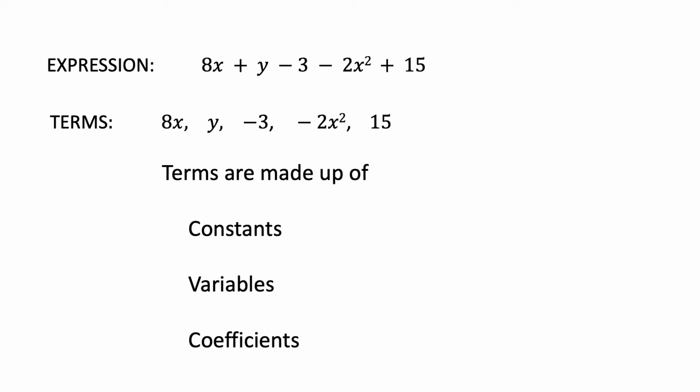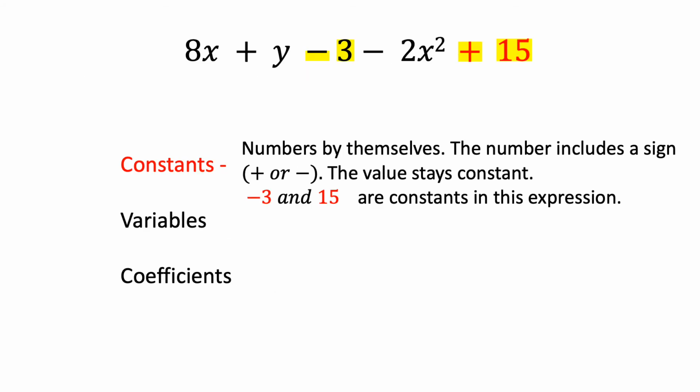Let's look at the 5 terms in this expression. The numbers by themselves are called constants. The number includes a sign. So in this case, we have 2 constants in this expression. Negative 3 and positive 15, or 15, are constants because their value stays the same no matter what the variable values are.